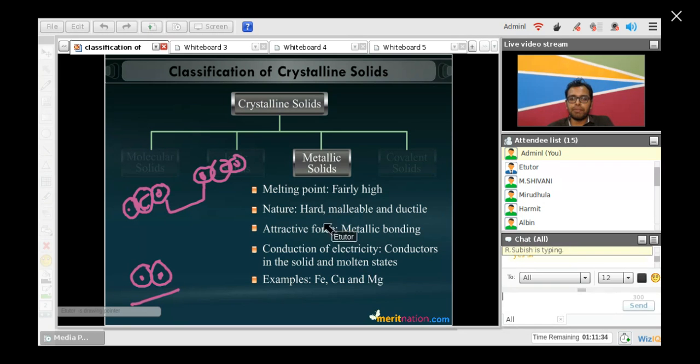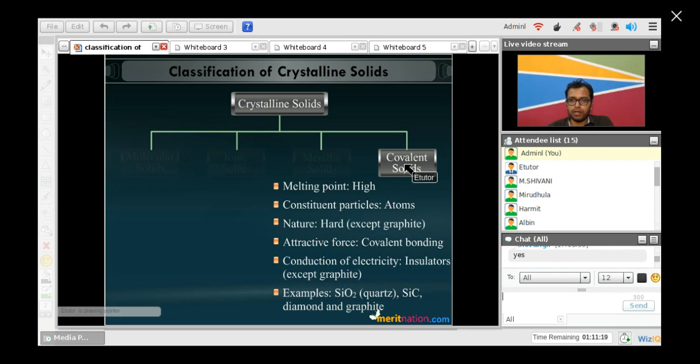Now, examples of metallic solids: all the metals individually will form metallic solids. Clear? Now another is the covalent solid, also called a network solid, right? In covalent solids you will observe covalent bonds only. Covalent solids have a high melting point, and the constituent particles in covalent solids are atoms, right?